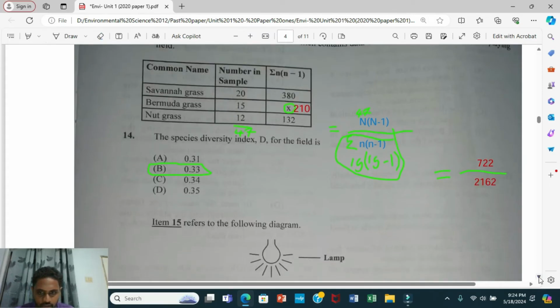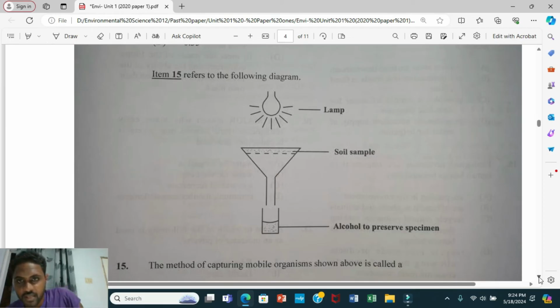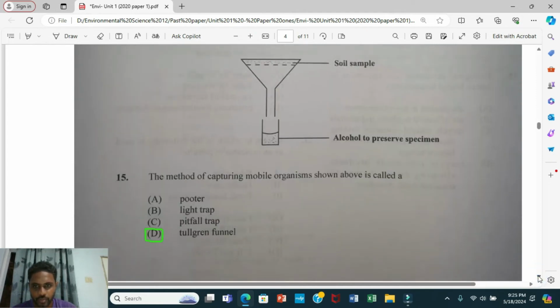All right, let's move to 15, guys. Question 15. It says item 15 refers to the following diagram. As you can see there, it said the method of capturing mobile organisms above is called a Tullgren funnel. So this is what you call a sampling method. This is how you sample a population for organisms. These organisms are found in the soil. So you set up this trap in the soil, and it's a way of catching the organisms, the animals.